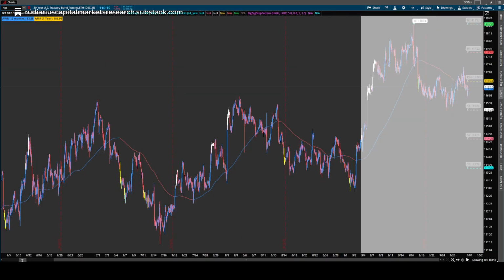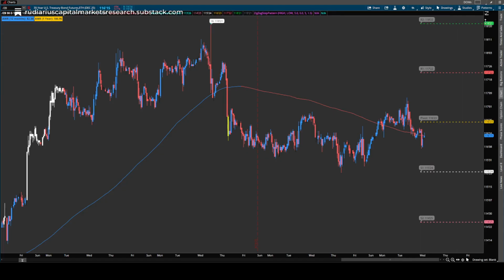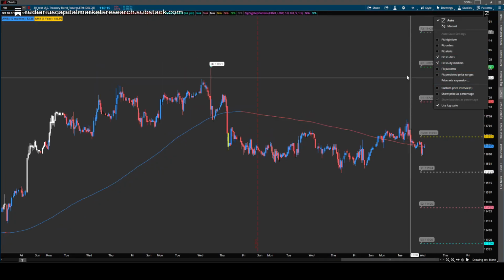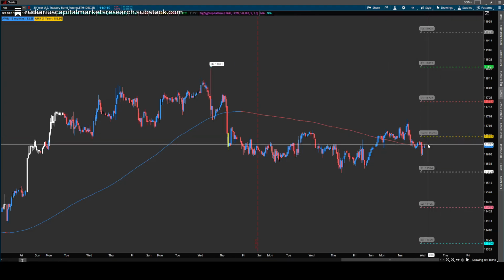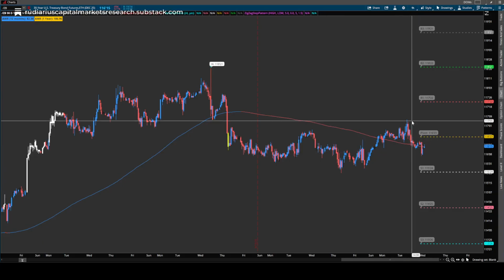There was some power behind it, but sometimes with that end of month stuff, you don't really know the intention behind it, and so you have to take it with a grain of salt sometimes and not read too much into it. But it is worth watching to see if we get some continuation.